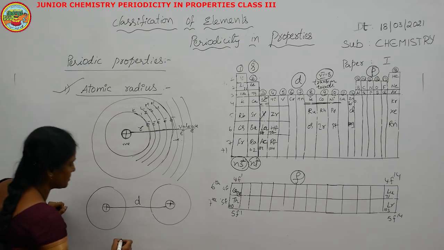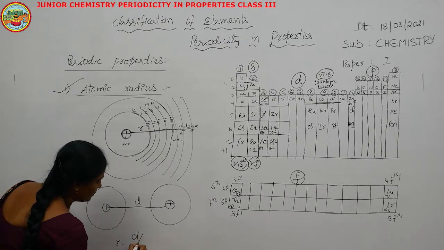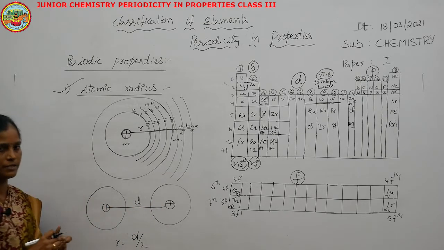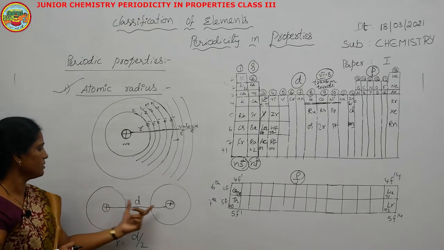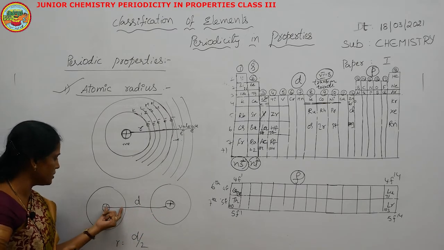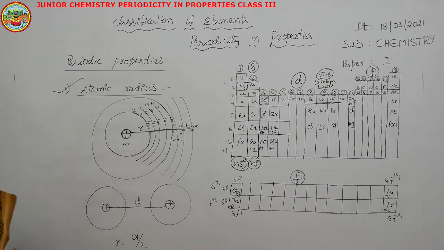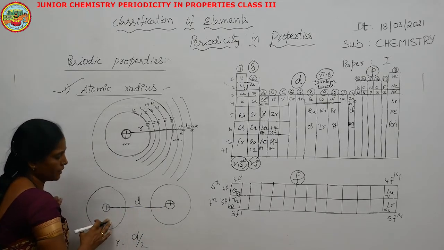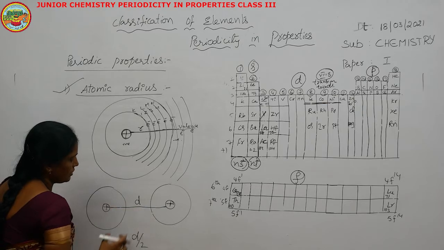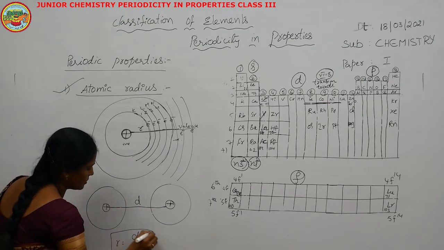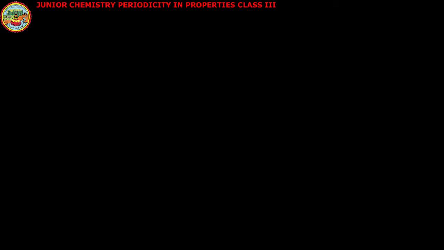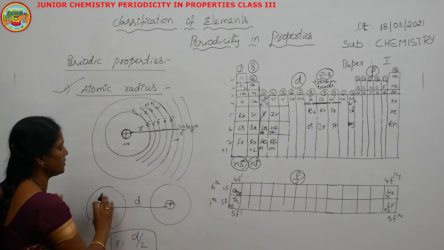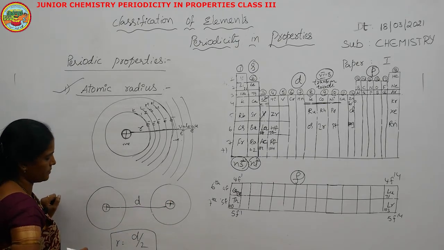then what does radius mean? It is half of the internuclear distance between two adjacent atoms. This is half. This is called atomic radius. The correct definition of atomic radius is half of the internuclear distance between the two adjacent atoms.